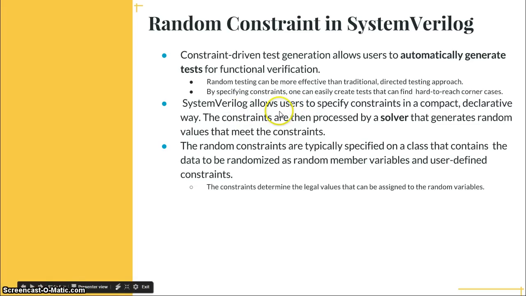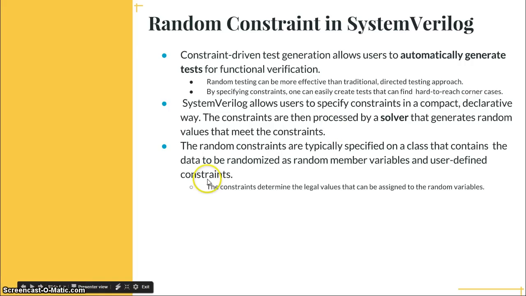SystemVerilog allows the user to specify constraints in a compact or declarative way, and the constraints are then solved by a solver that generates the random values that meet the constraints. So we will see what a constraint is and what a random variable is in the coming sessions.